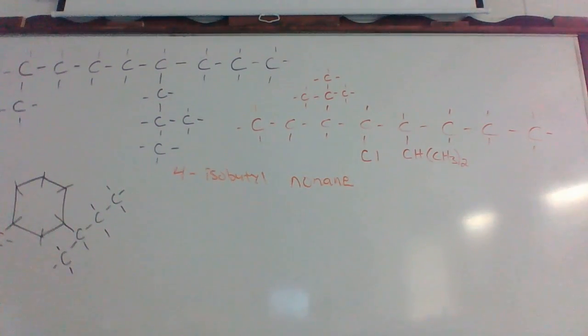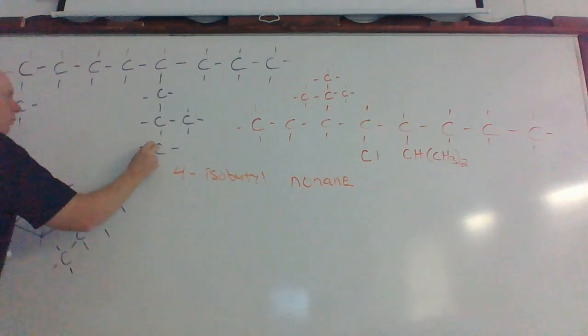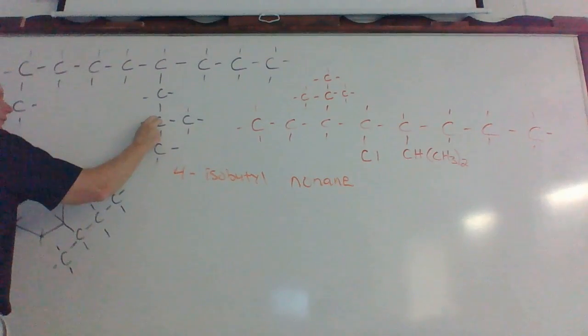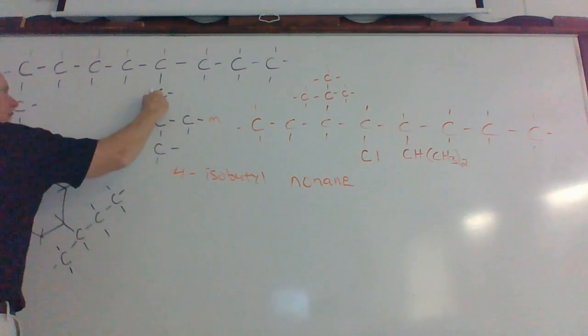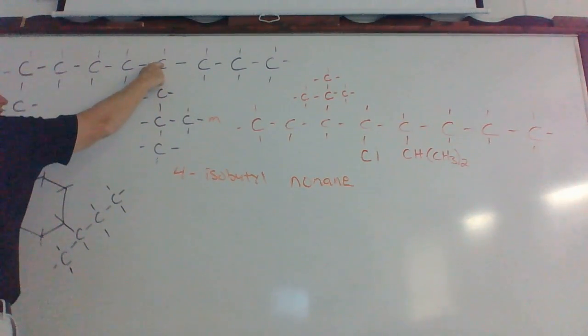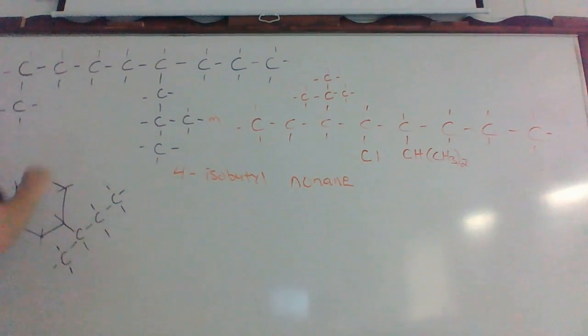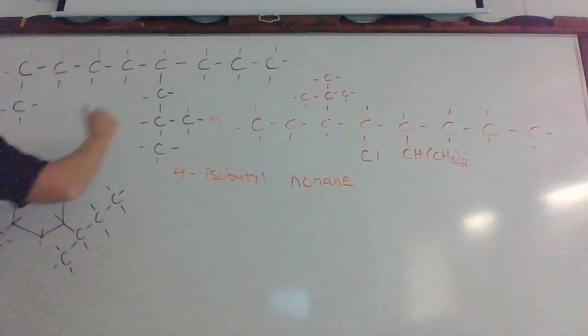Okay. Is there any other names that you could give to this? And there is, yes. Okay, we can go 1, 2. Okay, we could say we've got a methyl group here, but then once we get up to this fourth one, what do we got shooting that way? We got a propyl group.